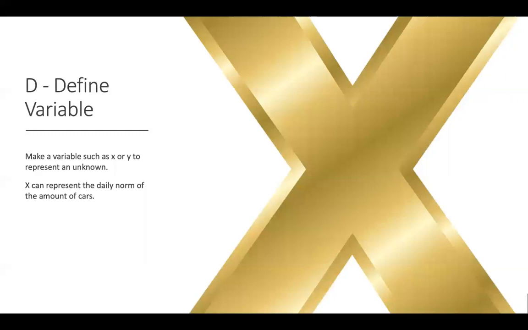So, what's the first step we're going to use? D, define variable. So this is the first D in the Do Don't Swim with Sharks. This means to make a variable such as X or Y to represent an unknown. X in this problem, we're going to make it represent the daily norm of the amount of cars made per day.